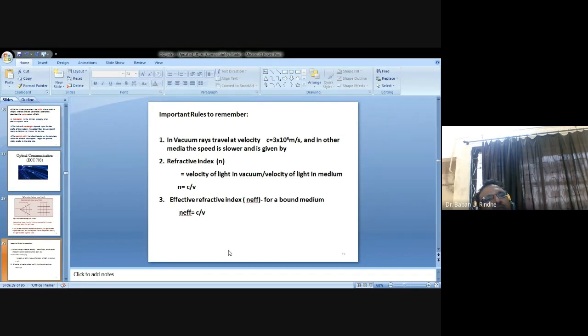The effective refractive index, n effective, for a bound medium, is again given by c by v, the same formula as for the refractive index n and the effective refractive index n effective. If you know n effective and c, then we get v, the velocity of light in the medium. If you know v and already know c, then we get the effective refractive index value.